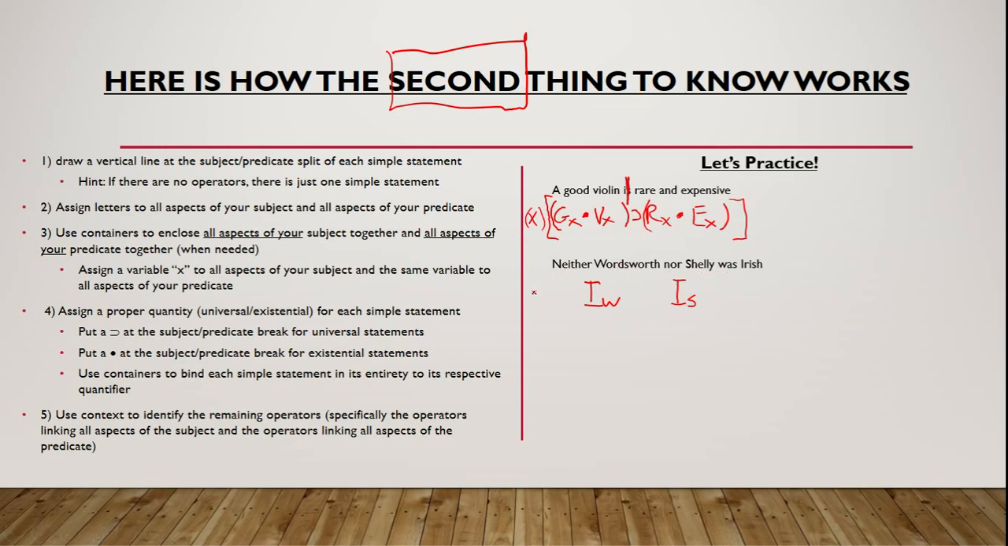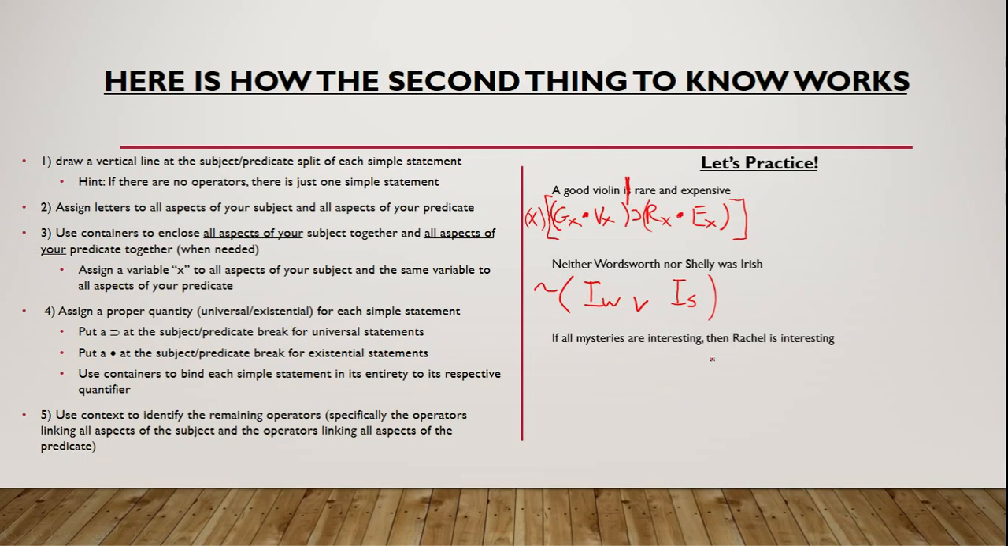So neither, you'd say not either Wordsworth nor Shelley was Irish, and that's this translation. Personally, I think these ones are easier. They remind me of the earlier types of translations before we were dealing with predicates. So this just says neither Wordsworth was Irish nor Shelley was Irish.